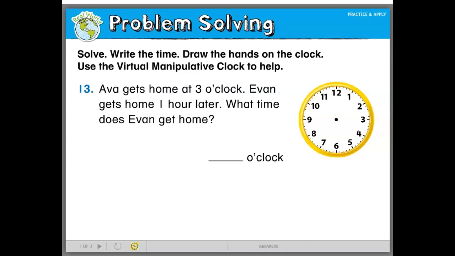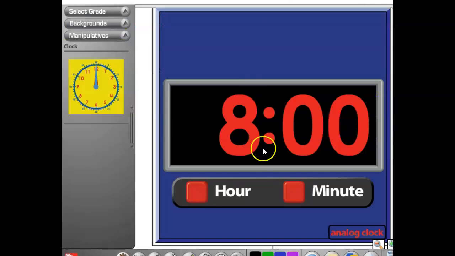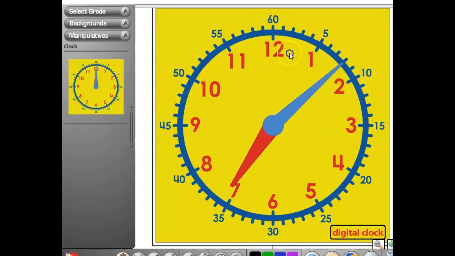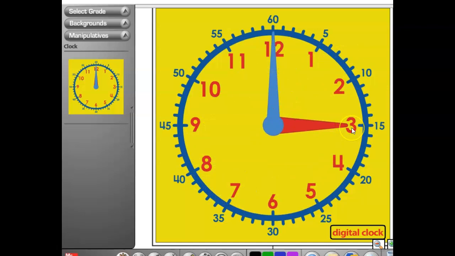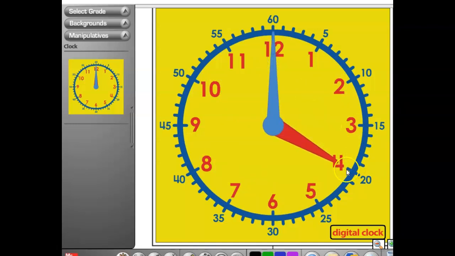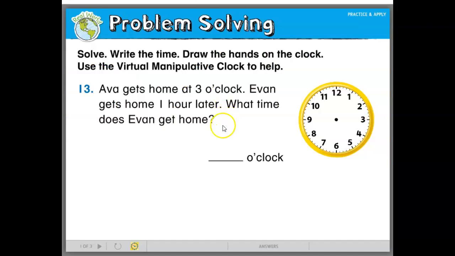What time does Evan get home? So we're going to use this clock over here to help us. I'm going to make it say 3 o'clock because that's what time Ava gets home. So here's 3 o'clock, and it said Evan gets home 1 hour later. So when my minute hand goes around one time, I know that's been an hour. So 1 hour later than 3 o'clock is 4 o'clock. So Evan gets home at 4 o'clock.